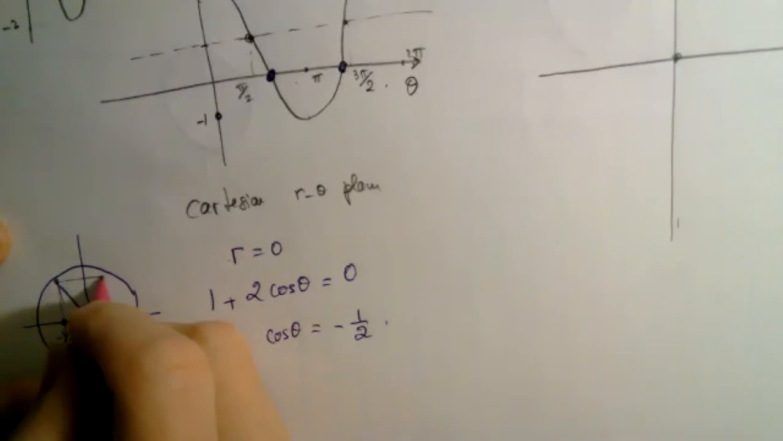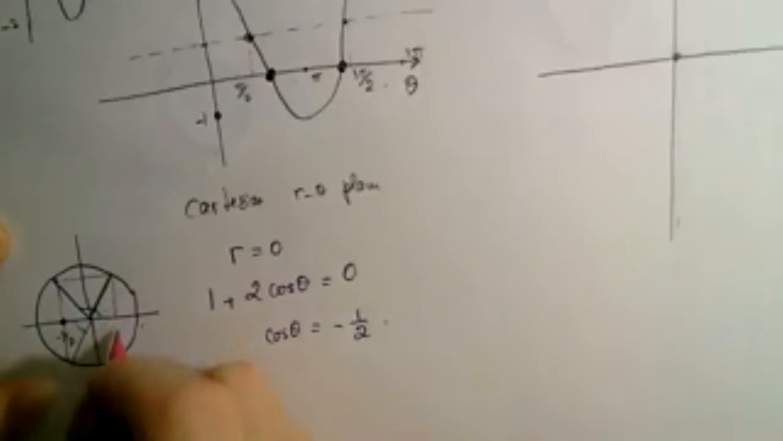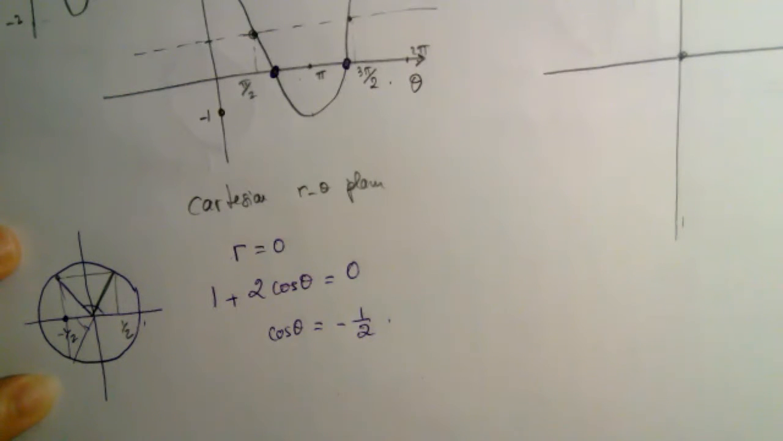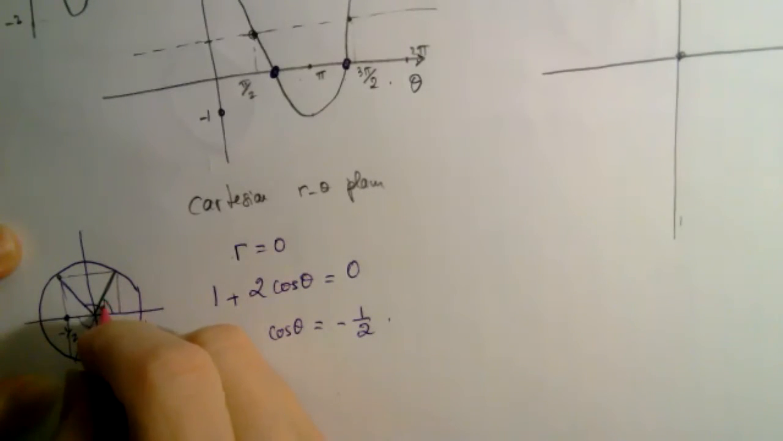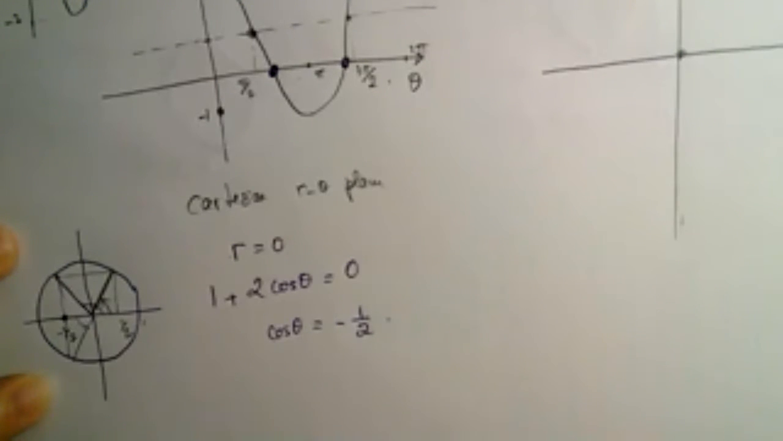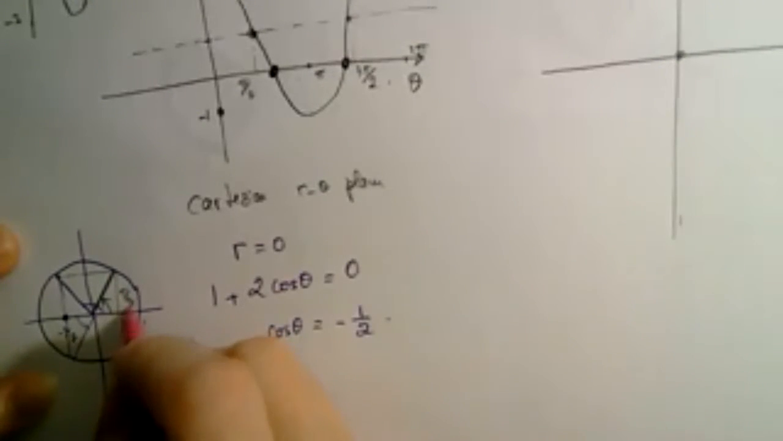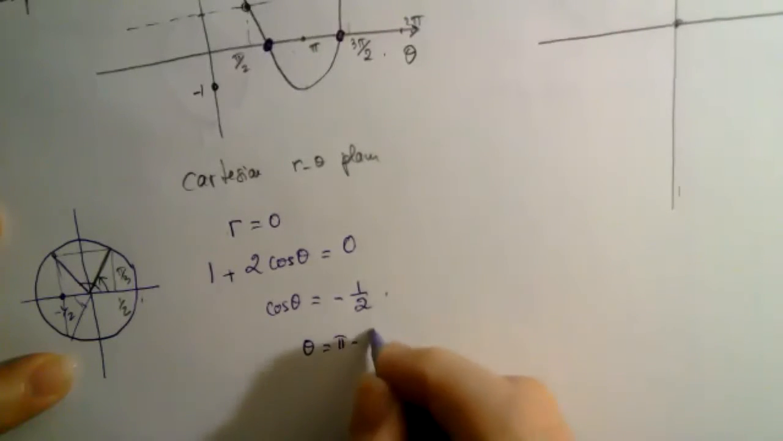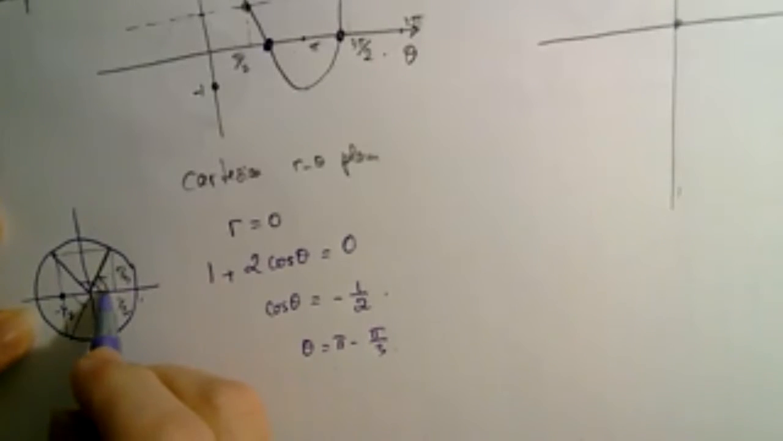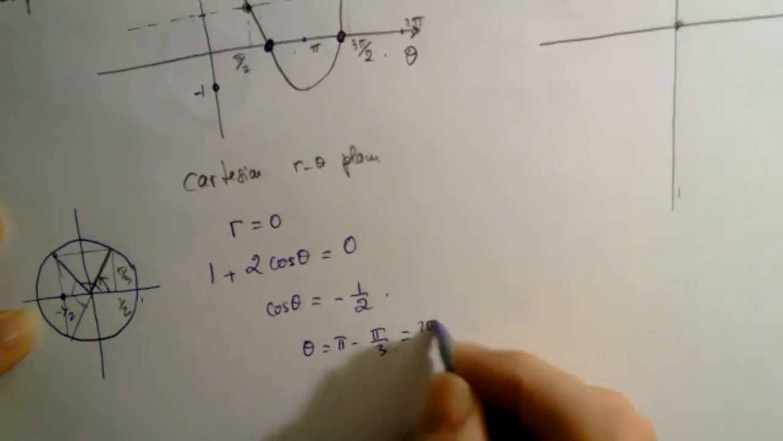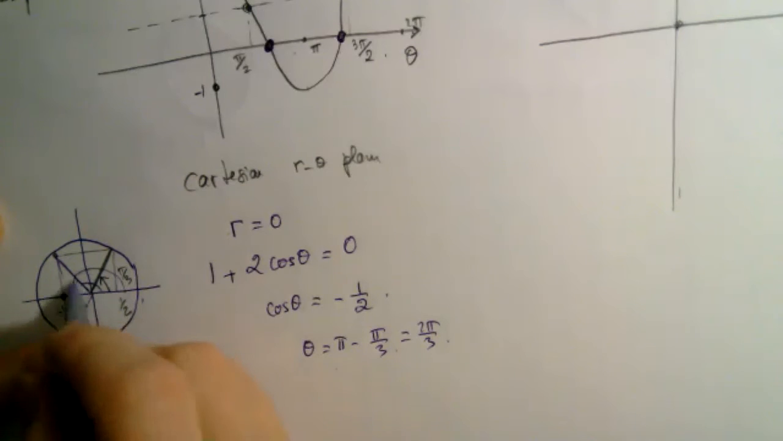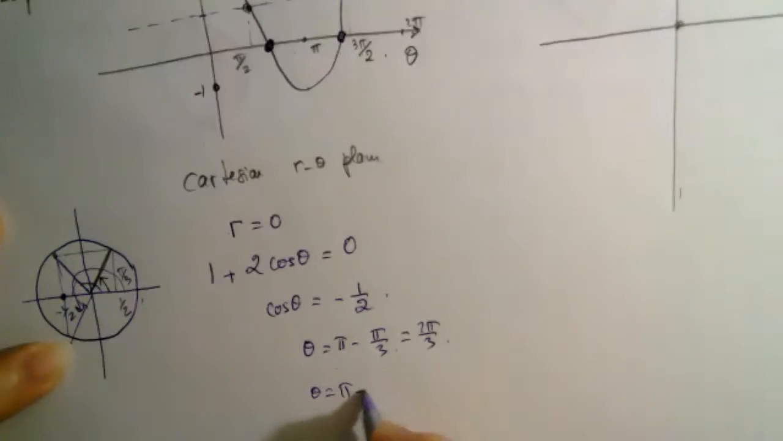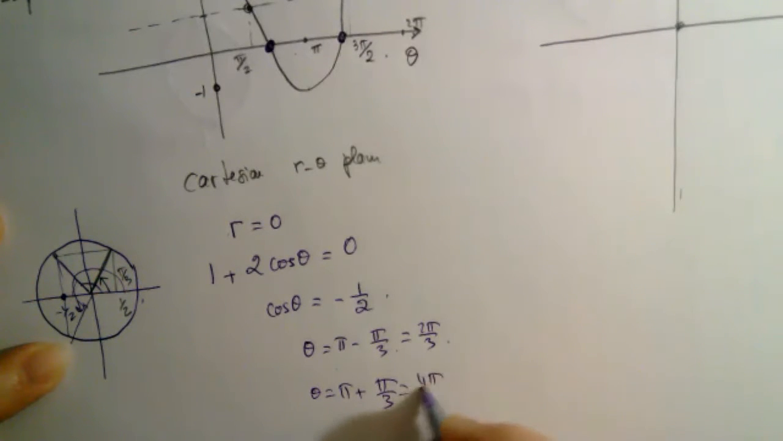One way is to use the idea of reference angle. Go back here to 1/2. Now, which angle has cosine 1/2? Do you guys remember? Which angle has cosine 1/2? Anybody? Please speak up. Pi over 3. Yeah, pi over 3. So this is pi over 3. So cosine theta is minus 1/2, it means theta is pi minus pi over 3, because this is pi over 3, this pi over 3. Which is going to give me 2 pi over 3. And the other one, which is this one, is pi plus pi over 3, which is 4 pi over 3.